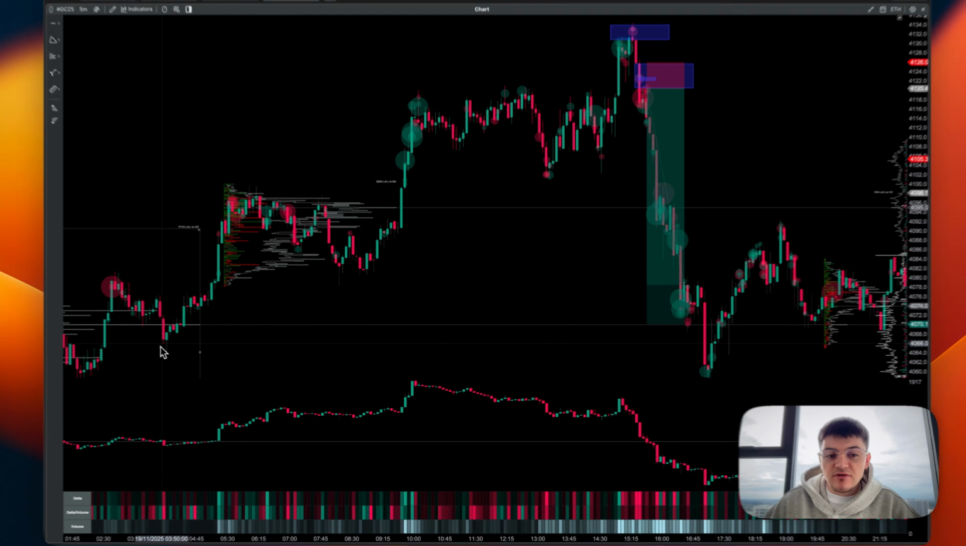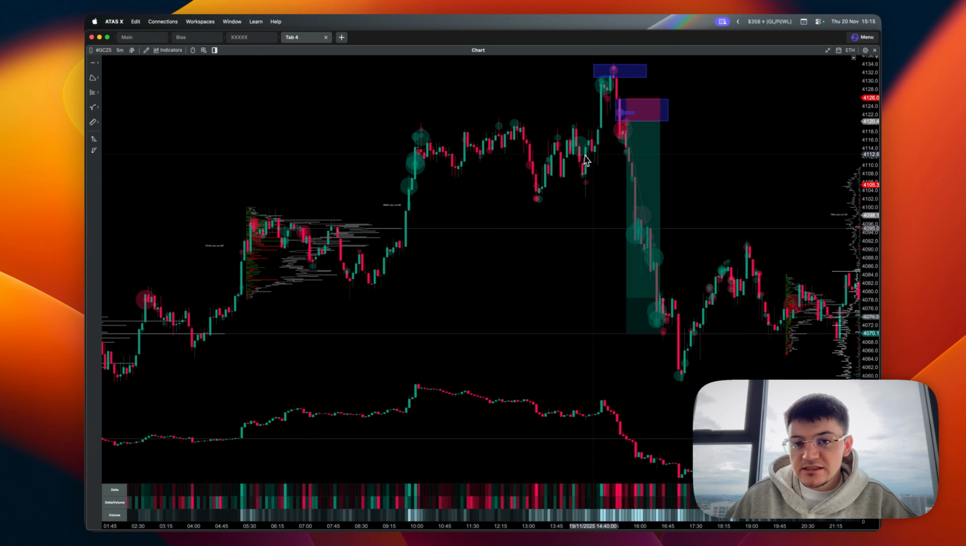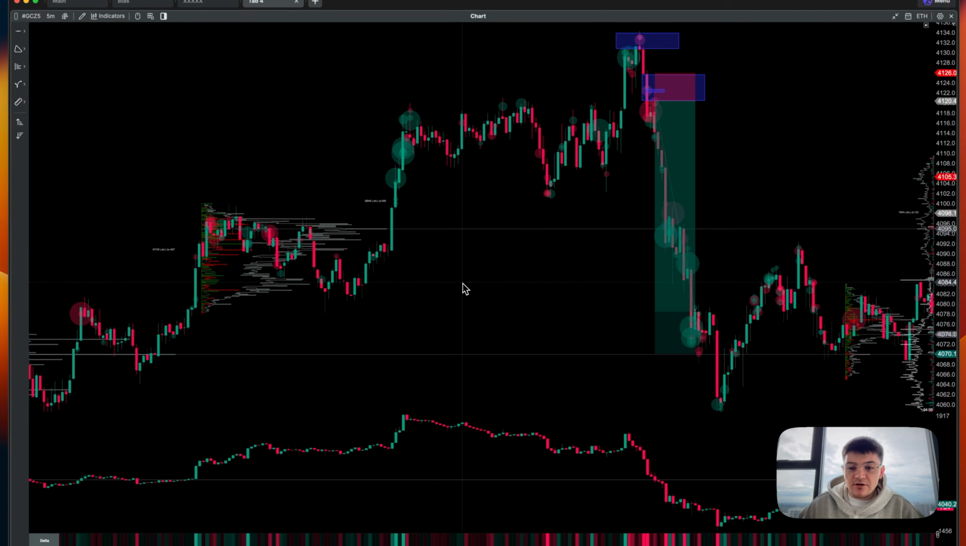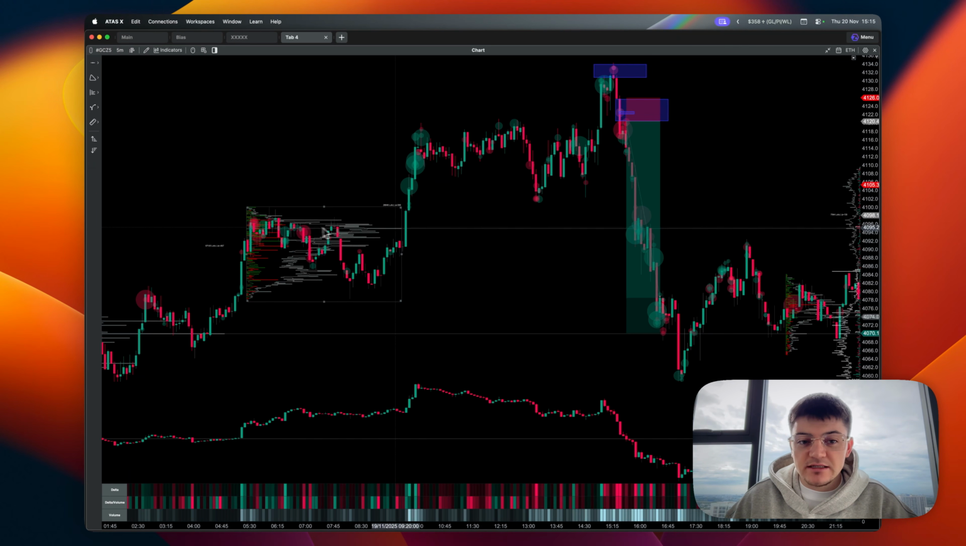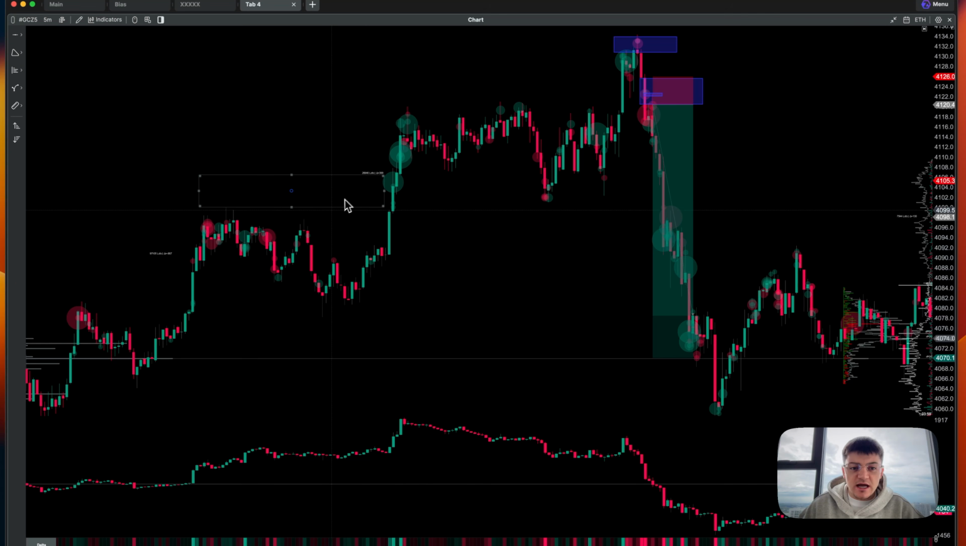Okay, so look at this. We have a rally, a base, a rally, a base, a rally, failed rally, bunch of sellers step in. We get this beautiful move down. We could potentially get a reversal from this sort of base area. So where am I looking to take profit? The first sign is going to be this point of control right here of this whole entire area. This is where I'm taking profit.